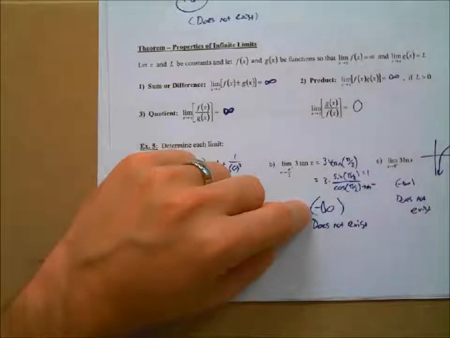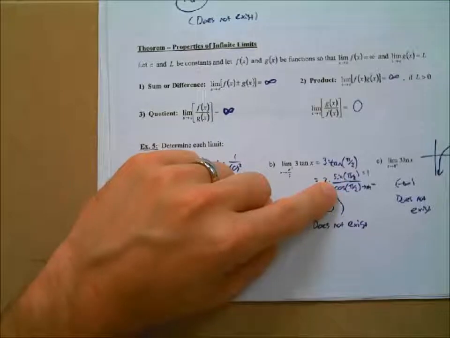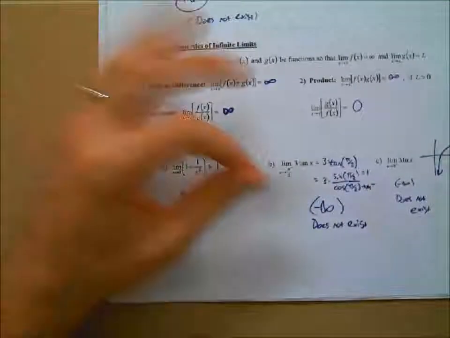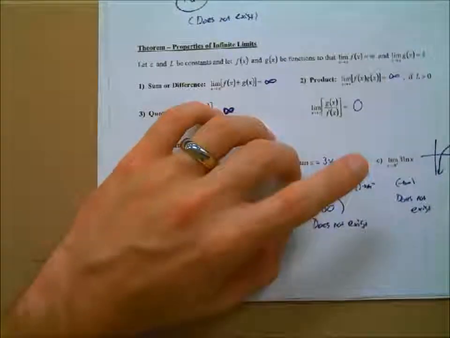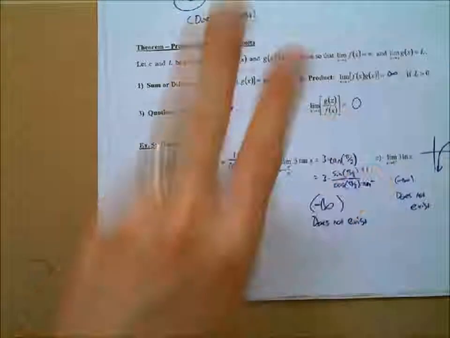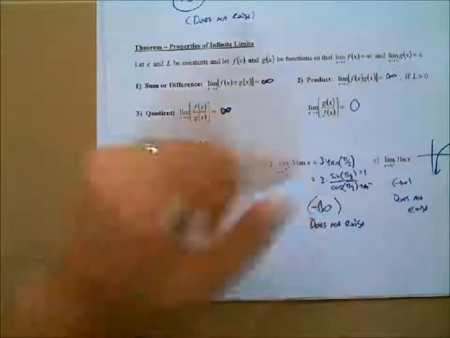Negative infinity, because again, cosine of pi over 2 exactly is 0. As you approach pi over 2 from the right, though, you're approaching from the negative side, so this will be negative, but a very small decimal, like negative 0.00001 kind of thing. Dividing by that will make it a very big negative number, and so negative infinity overall.